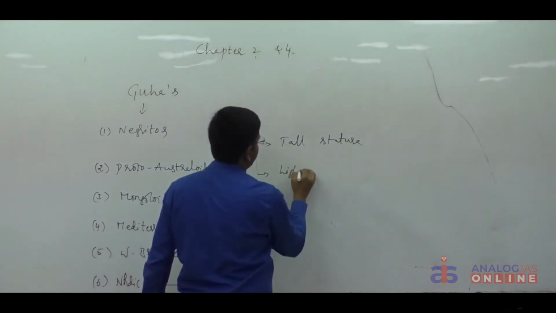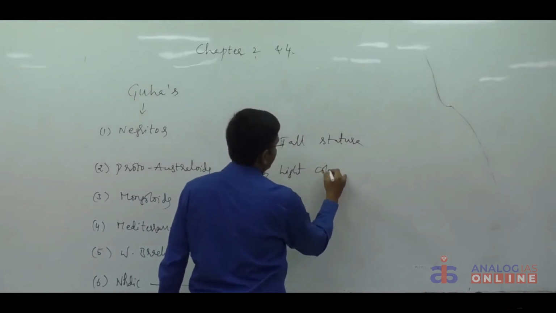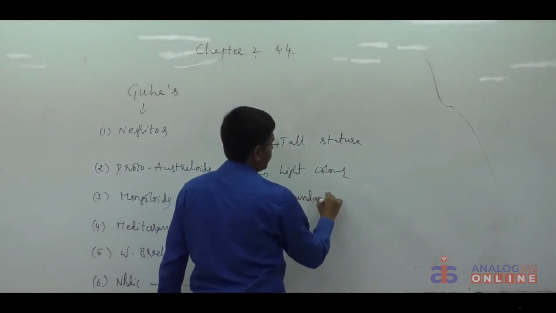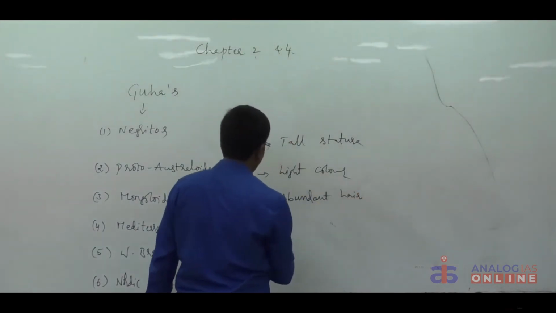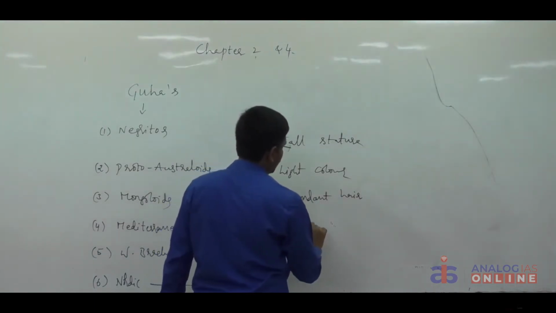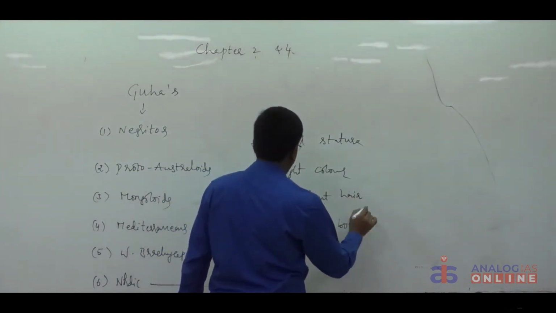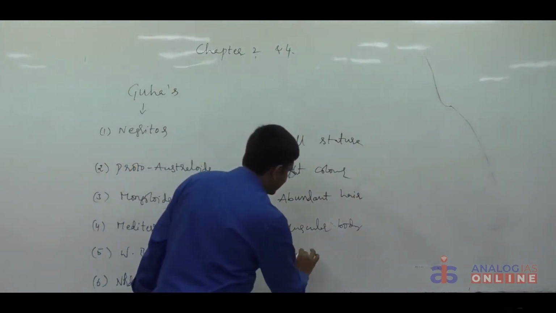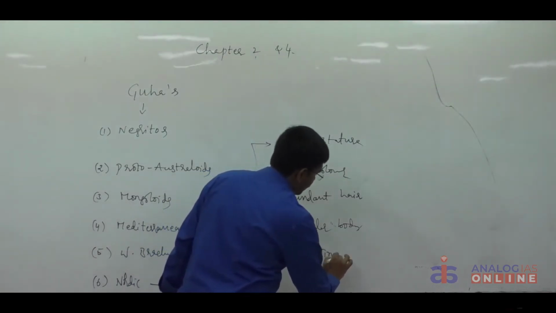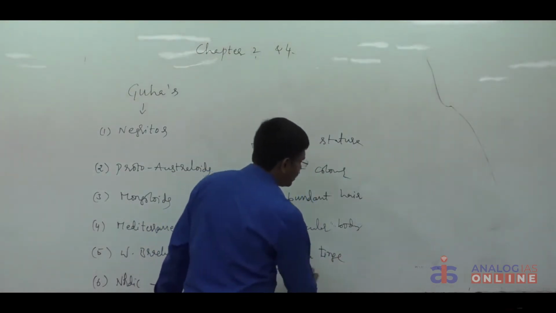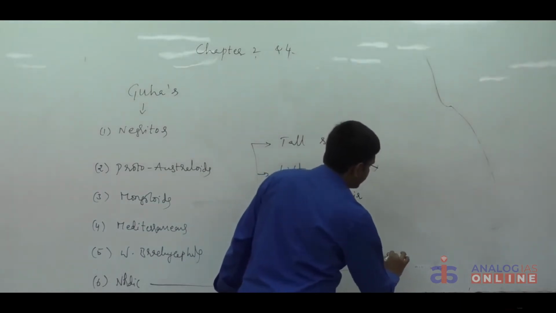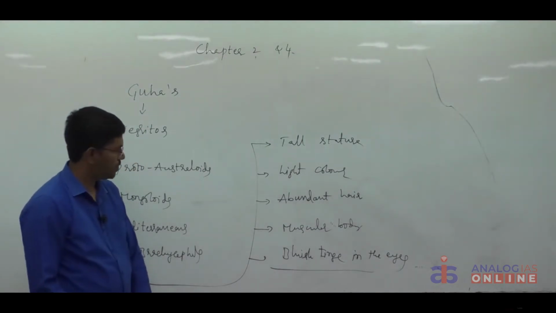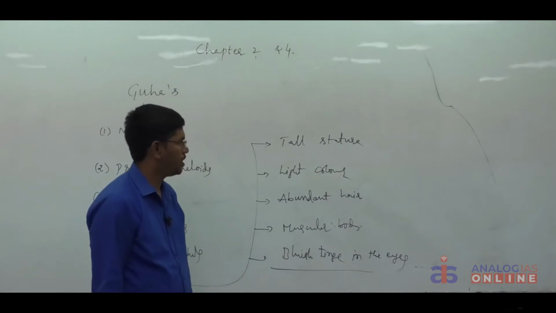light color skin, that means fair complexion, then abundant hair over the body because of the cold environment, very good muscular body. Here the point that you have to remember is bluish tinge in the eyes. Underline this point, bluish tinge in the eyes. This is very, very important. They are tall stature, light colored individuals with bluish tinge in the eyes.